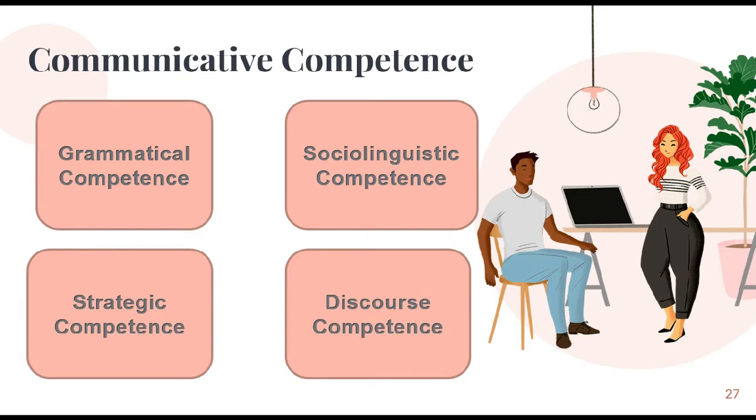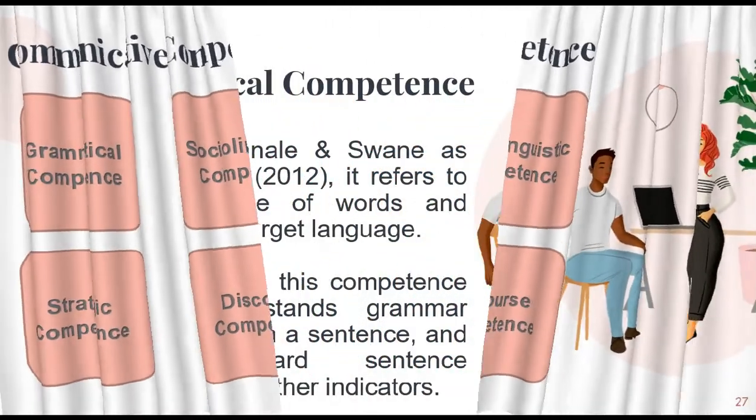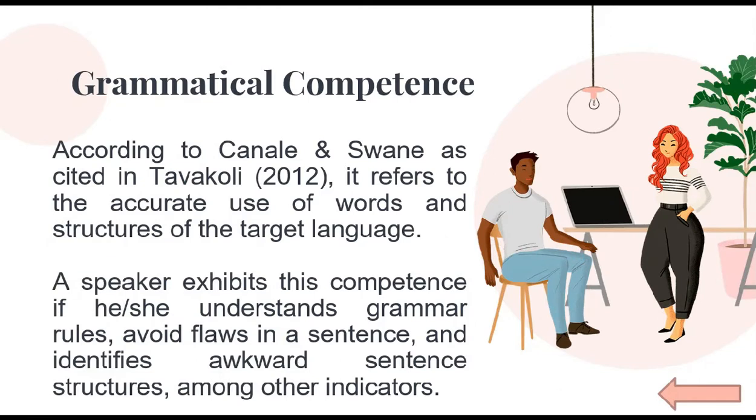So let's discuss the grammatical competence. According to Canale and Swain, as cited in Tavakoli 2012, it refers to the accurate use of words and structures of the target language. A speaker exhibits this competence if he or she understands the grammar rules, avoids flaws in sentences, and identifies awkward sentence structures, among other indicators.